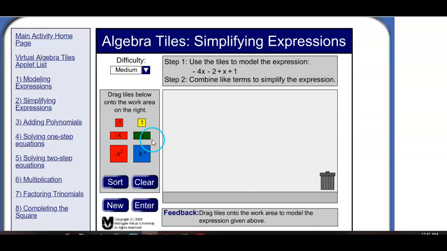All right, let's try this one. Now we have x's and numbers. Again, take a second, pause the video if you haven't already, and try to see if you could do this either algebraically or make your own algebra tiles and try to do this before I go through it.